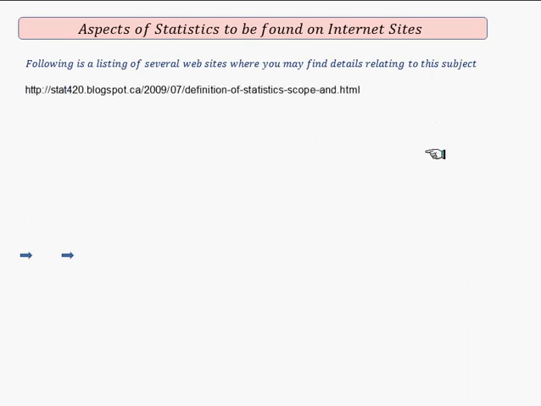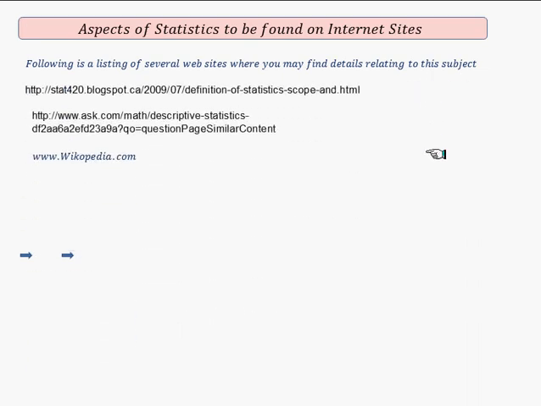We're going to suggest that there are several websites you can look at. There's Wikipedia, there's ask.com, Stats420 blogspot. Generally, if you go into Google and type in the word statistics, you'll get a huge array of material on the internet. Well, that brings us to an end of lesson 1.